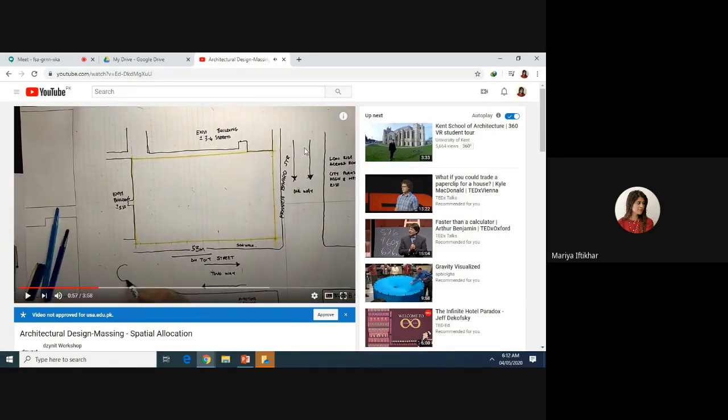You can see how the architect has drawn arrows to show that this road is one way and this road is two way. We have noticed that when you guys did the master plan and the site analysis, you forgot to incorporate the arrows showing the vehicular traffic flow, which is a very important part of your spatial planning.